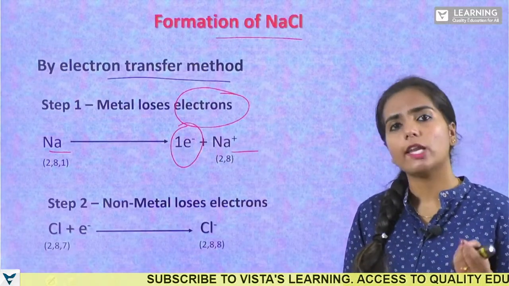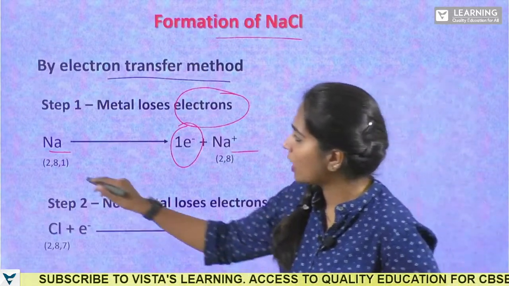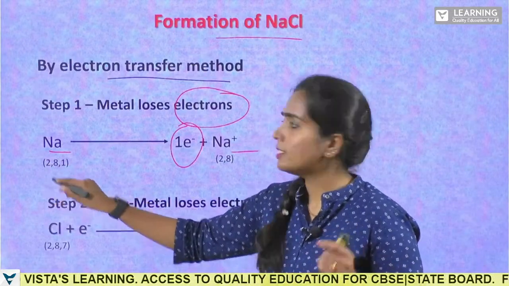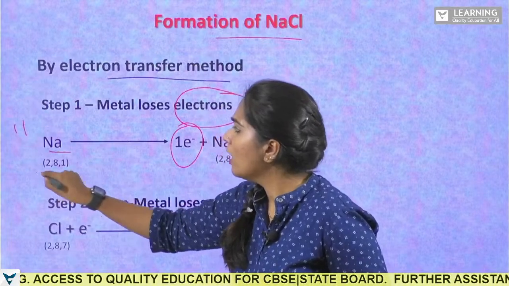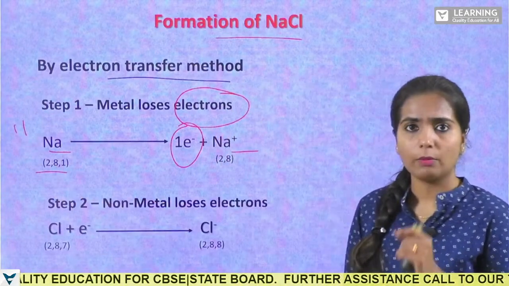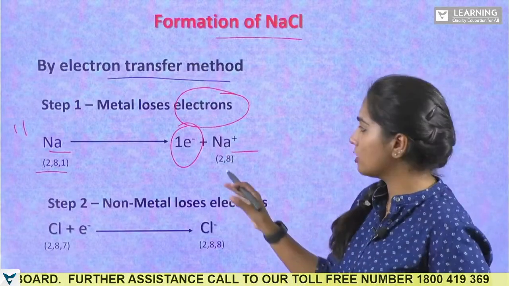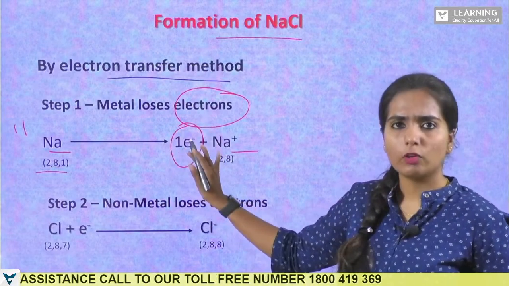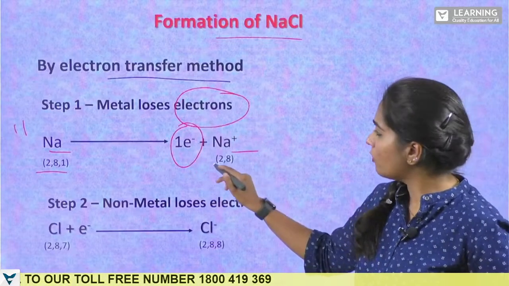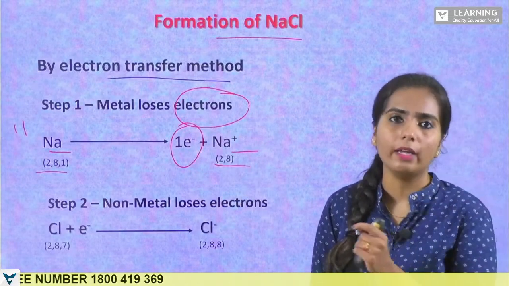So when you look into the electronic configuration of sodium, the atomic number of sodium is 11. So 8, 9, 10, 11. The atomic number of sodium is 11. So when it undergoes the reaction, you can see there is a loss of one electron. So our electronic configuration will be only 2 and 8.